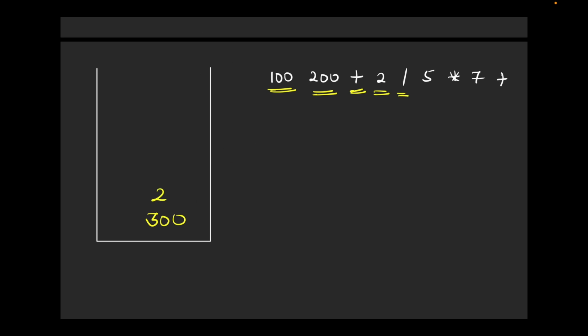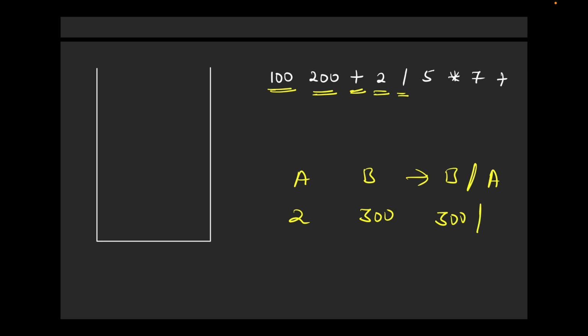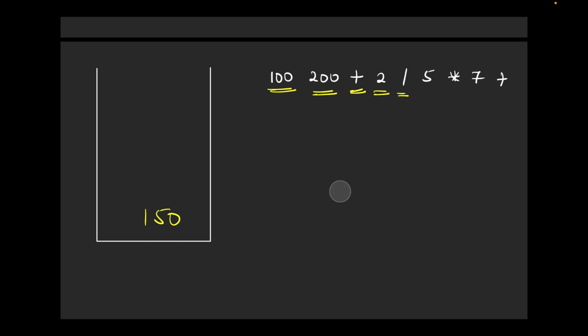Now I came across the operator. Then what I need to do is pop the top two elements. First one is 2, which is A, and B is 300. So I pop the top two elements from my stack. Now what I need to perform is B operator A. So what is the value of B? 300 divided by 2. What is the answer? 150. Simply push it into the stack. Okay, so I performed the divide operator.